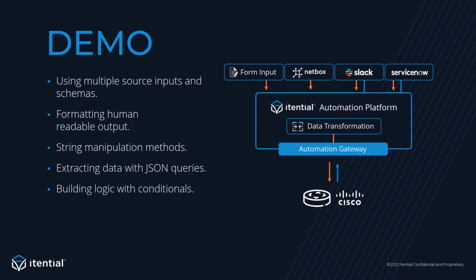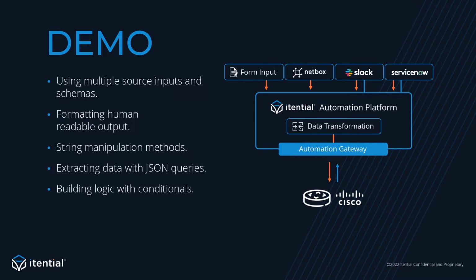So some of the things we'll be talking about is using multiple source inputs and input schemas in a data transformation. I look at this as more of how can I gather all my data that I need in order to accomplish a particular task. We'll also talk about formatting human readable output and some of the functions and ways to do that, and some of the things to look at when you're doing that.